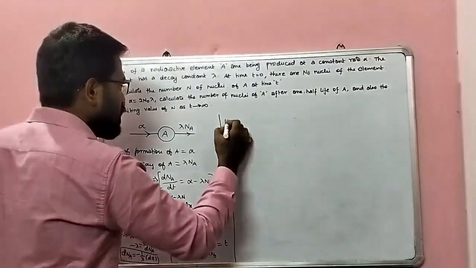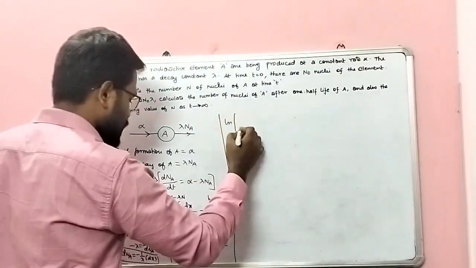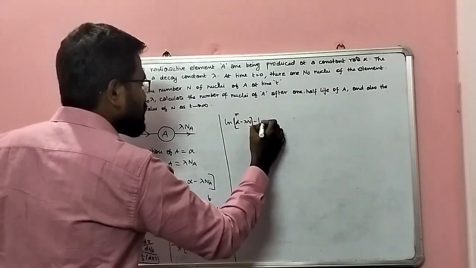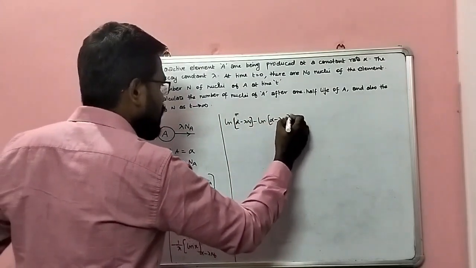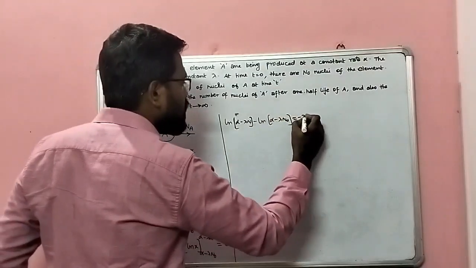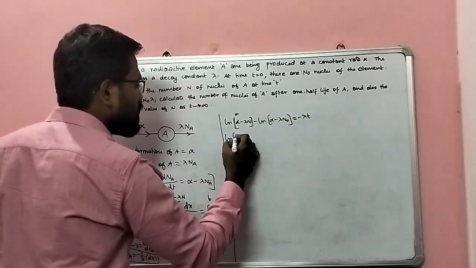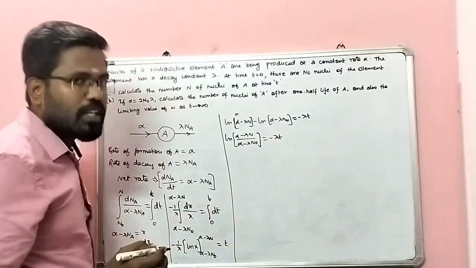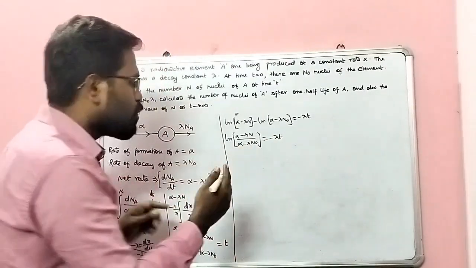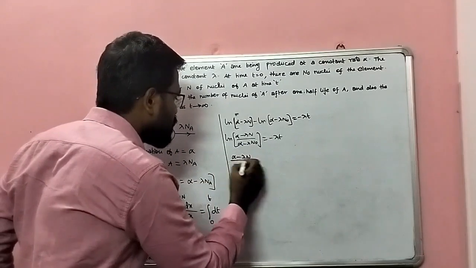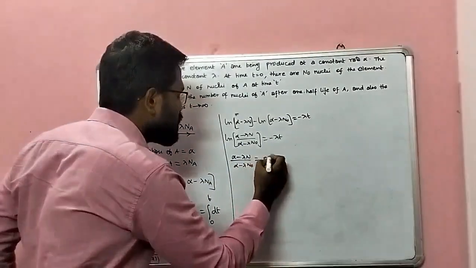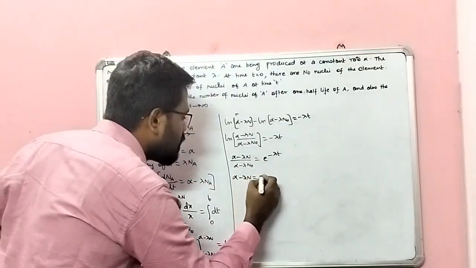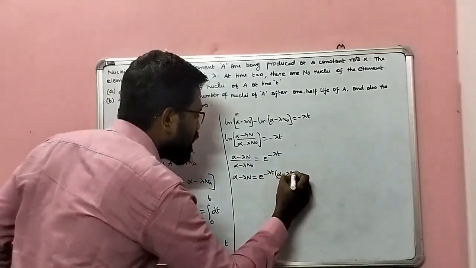If you substitute the upper and lower limits here, it becomes ln of alpha minus lambda n minus ln of alpha minus lambda n0. Let me take the lambda to that side, so that is equal to minus lambda t. Then ln of alpha minus lambda n over alpha minus lambda n0 is equal to minus lambda t. If you take the exponential on both sides, then alpha minus lambda n by alpha minus lambda n0 is equal to e power minus lambda t. Let me take the denominator to the right hand side: alpha minus lambda n is equal to alpha minus lambda n0 times e power minus lambda t.